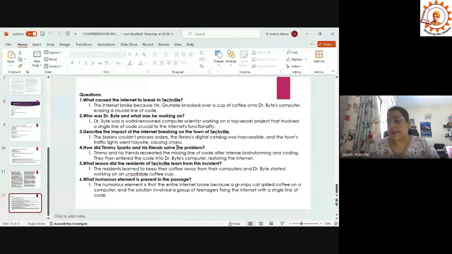After intense brainstorming. What is brainstorming? That is going through group discussions. They then entered the code into Dr. Byte's computer, restoring the internet.